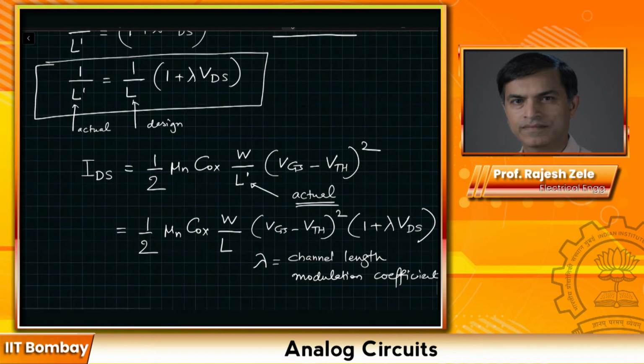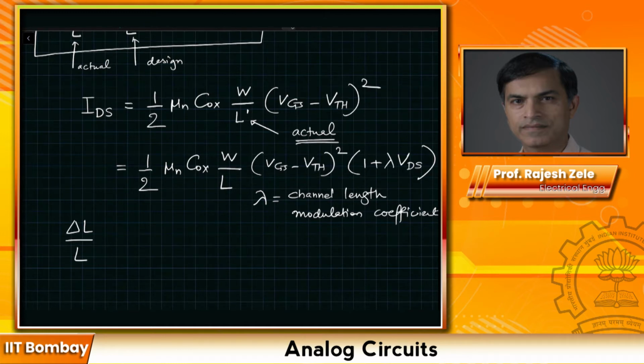So let's gain some insights from here. What this is telling us is, if VDS increases, earlier there was no dependence on VDS in our saturation current of the transistor, and now we have a small dependence on VDS because lambda is also small. So if VDS increases, then the current IDS will increase slightly. So delta L by L again is lambda times VDS. So this is the relative variation in channel length.